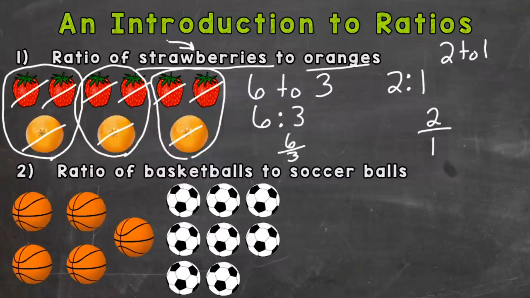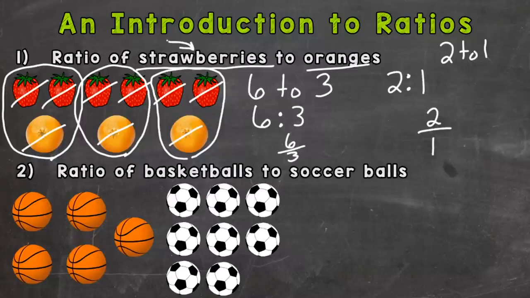Okay, so again, we can use the word to, a colon, or a fraction. Whatever comes first in your ratio, strawberries to oranges up here in the original problem, needs to come first in your ratios when you write out the answer. Now, there could be a problem that said ratio of oranges to strawberries. In that case, you need to put the oranges first and the strawberries second.